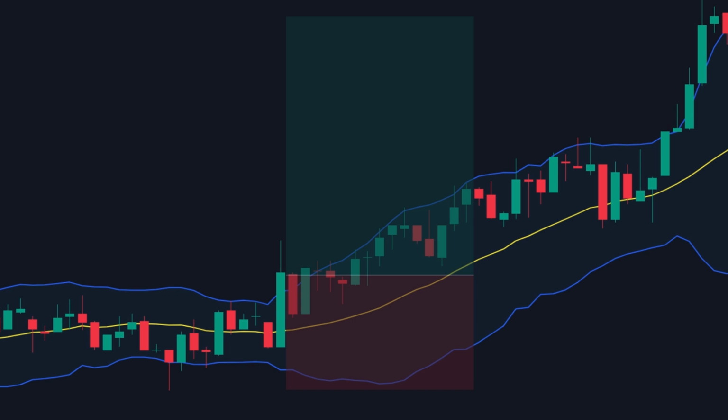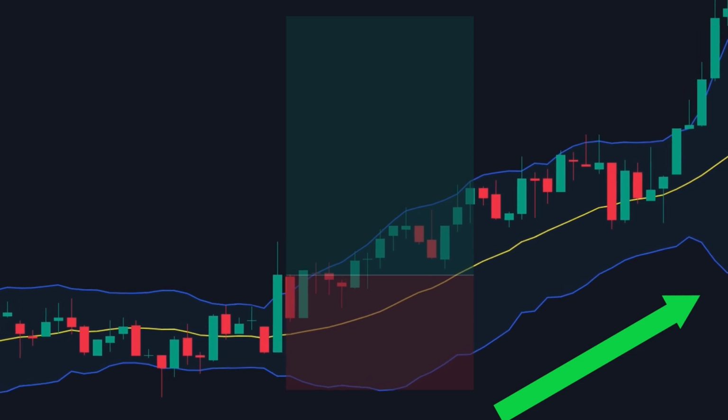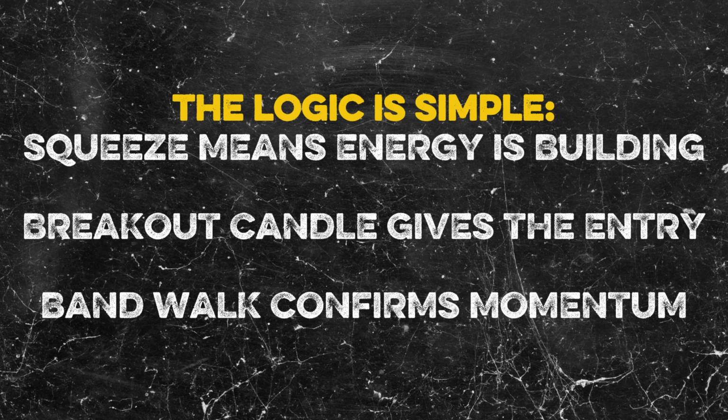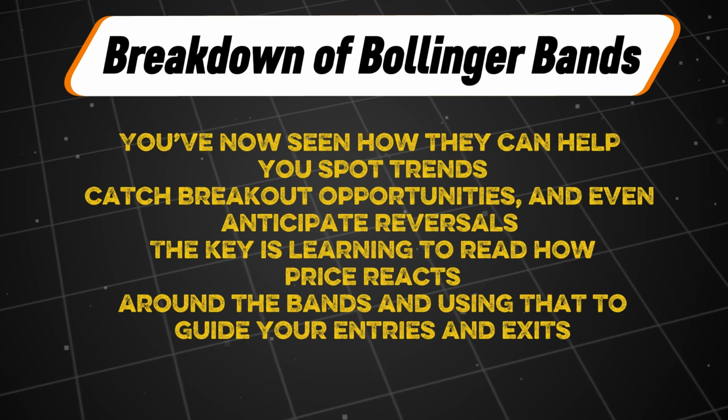Target is the next leg up, with the first tag of the upper band as confirmation. From here, notice how price keeps riding the upper band. That's a band walk, showing strong momentum. The smart play is to trail below each candle's low and let the trend run. The logic is simple. Squeeze means energy is building. Breakout candle gives the entry. Band walk confirms momentum.